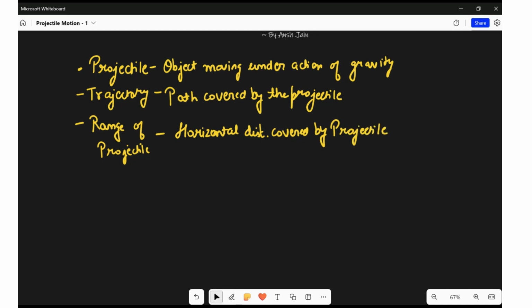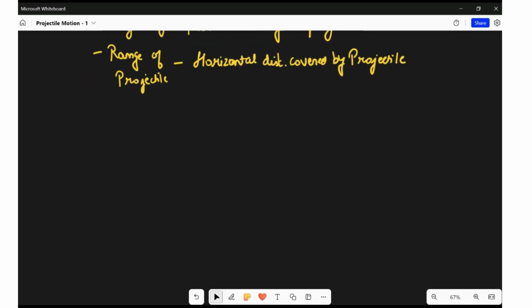So there are certain types of projectile. For example, horizontal projectile, parabolic projectile, and many more. What we are looking at prominently in this video is horizontal projectile and parabolic projectile. So, horizontal projectile.